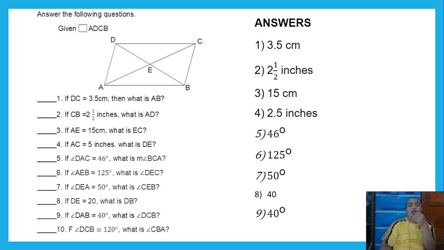If angle DCB is 120 degrees, what's the measure of angle CBA? They are consecutive angles, so their sum is 180 degrees. They are supplementary. 60 degrees, for a total of 180 degrees.